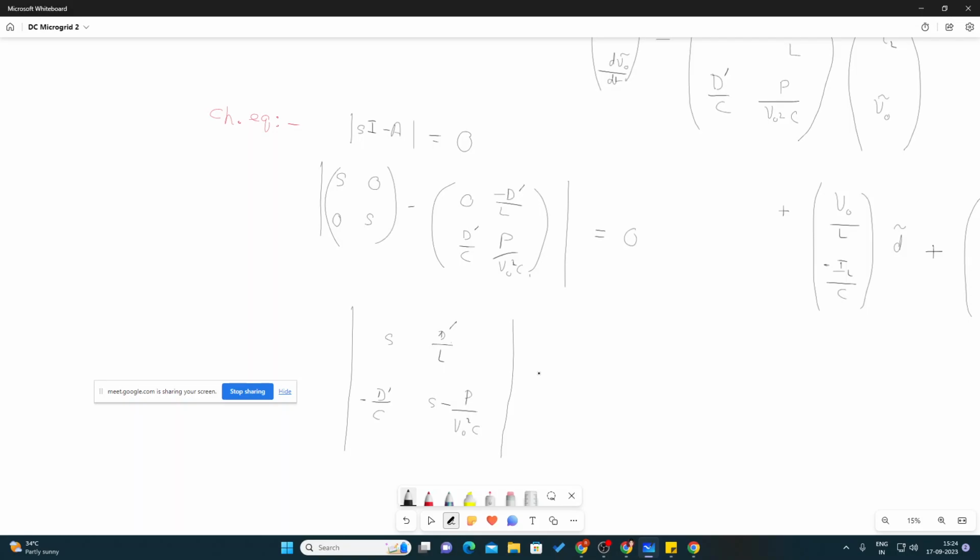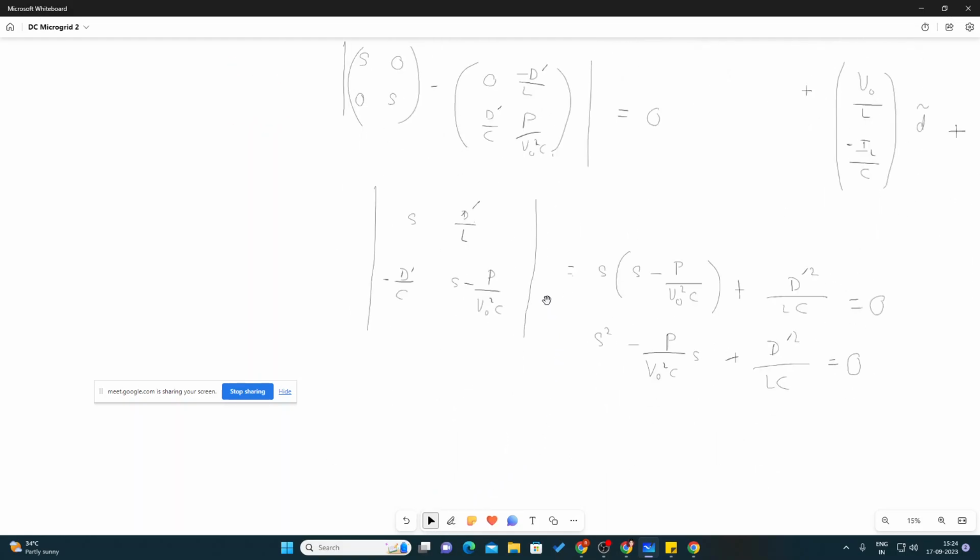So its determinant needs to be found out, which equals S into S minus P by V naught square C, plus d dash square by LC. This is equal to 0, or S square minus P by V naught square C times S, plus d dash square by LC equals 0.